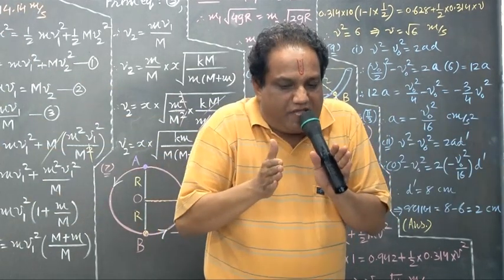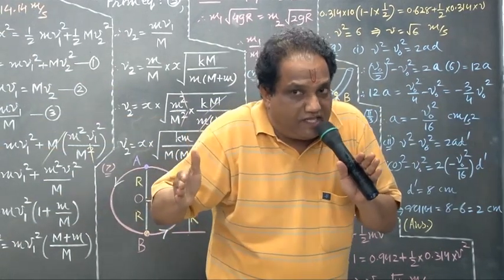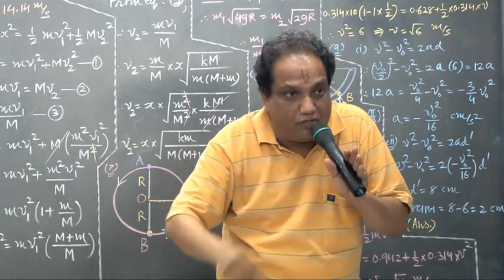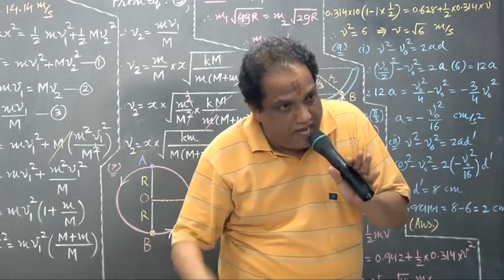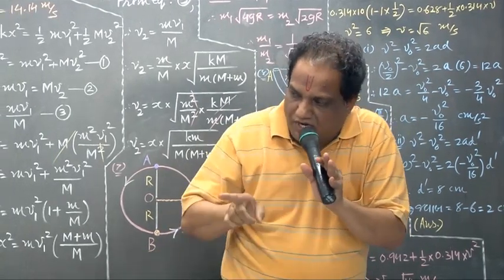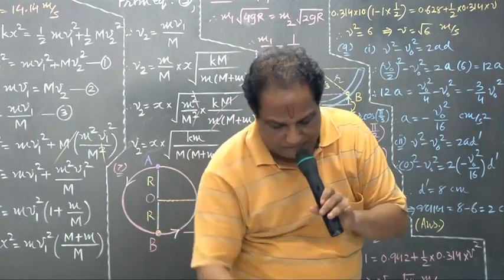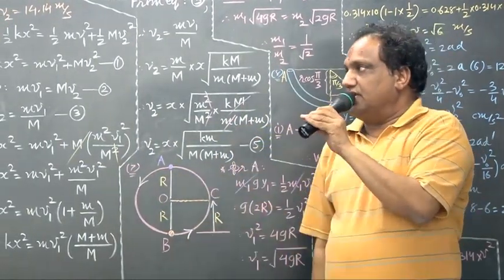And by the time the spring achieves its original length, that is its normal condition, after that, it loses contact with the blocks. At that time, one block is moving towards the left side, one block is moving towards the right. What will be their final velocities? Let us find out.